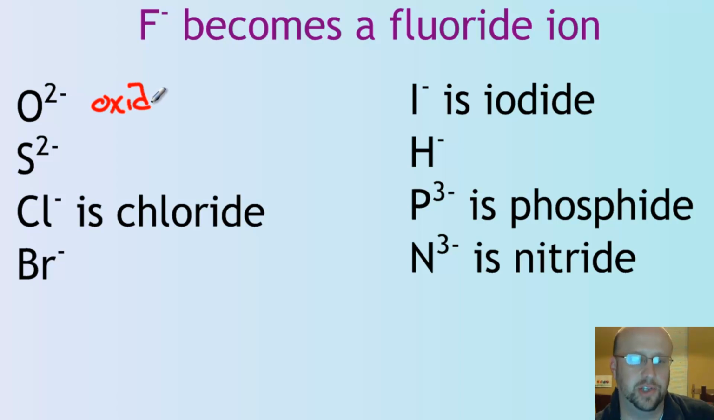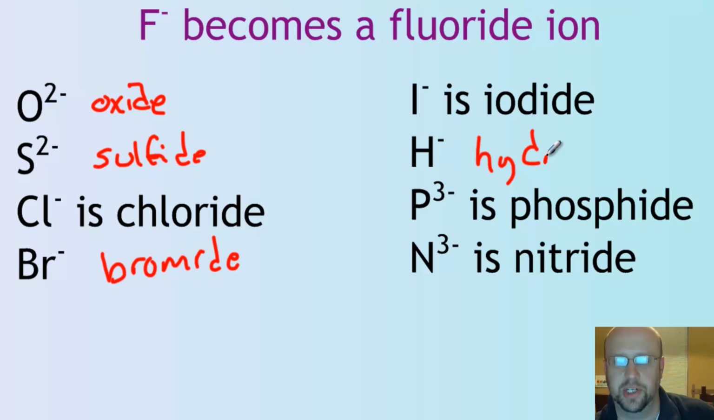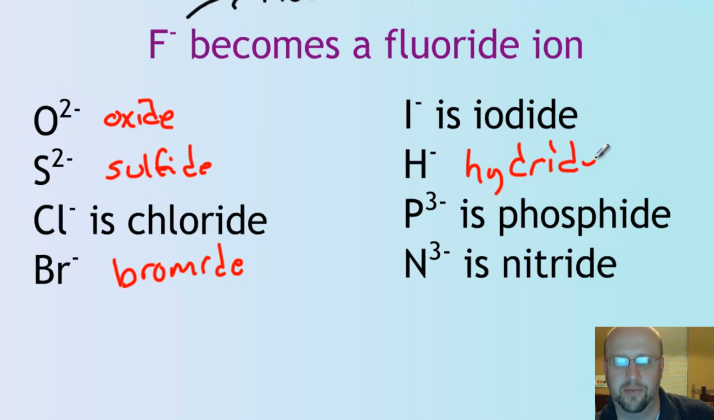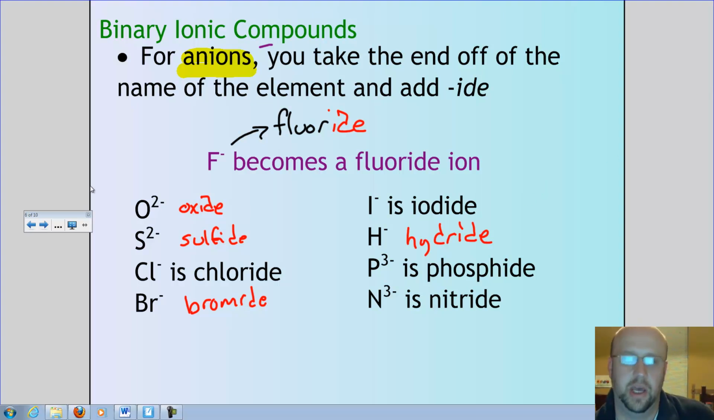So oxygen becomes oxide. Sulfur becomes sulfide. These are all going to start to make pretty good sense. Bromine becomes bromide. Hydrogen's sort of a special case. Hydrogen typically forms a +1 charge, but it can form a negative charge, and if it does, we would call it hydride. I didn't list all of them. There are still some more there, but if it's selenium or something, you change the name and it becomes selenide. Nothing terribly weird there. You're just going to change the ending to -ide.